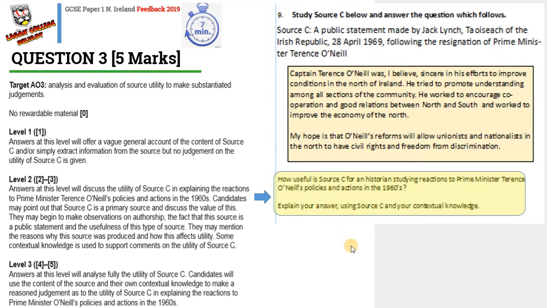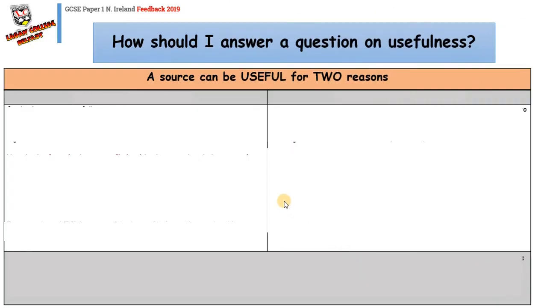This here is all based on usefulness, utility of a source. So how can a source be useful? It can be useful for 2 different reasons. Firstly, it's useful for the facts that it provides us for an historical event, and it's useful for the opinions it actually gives us as well.